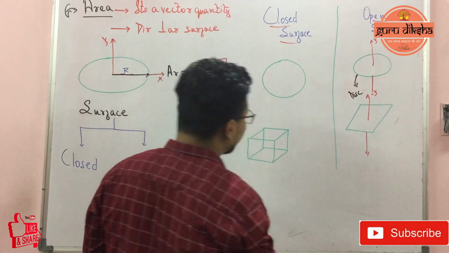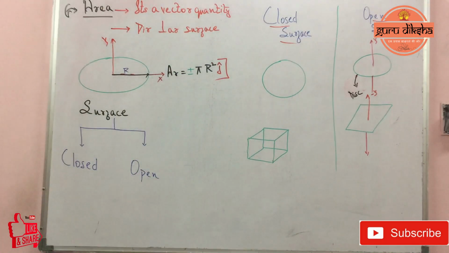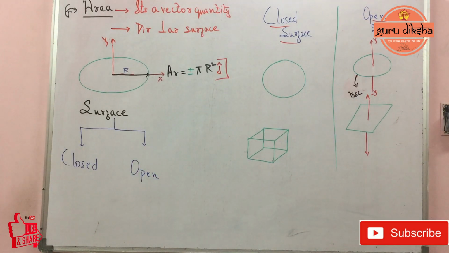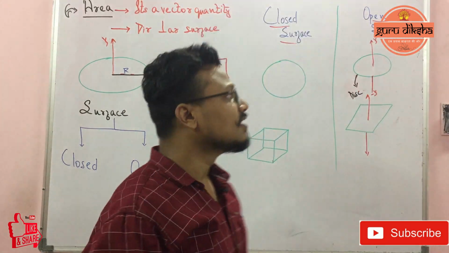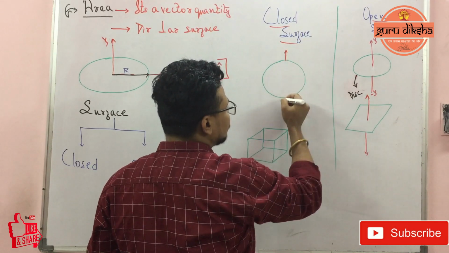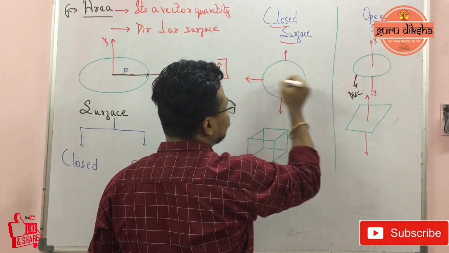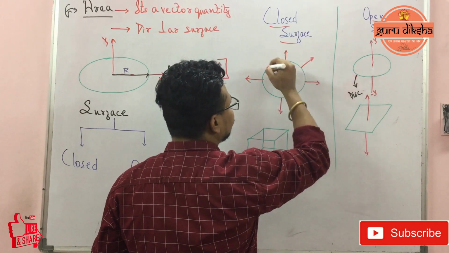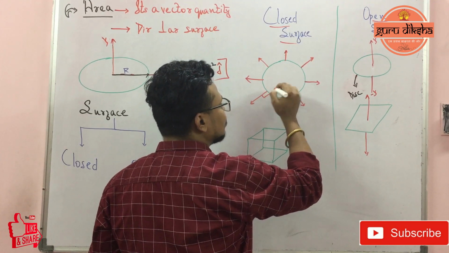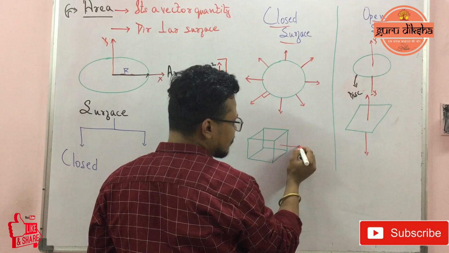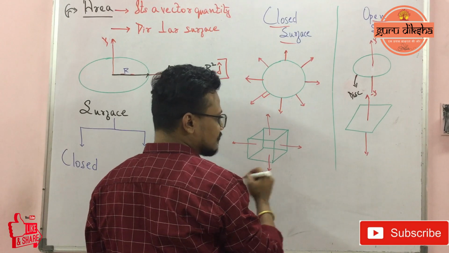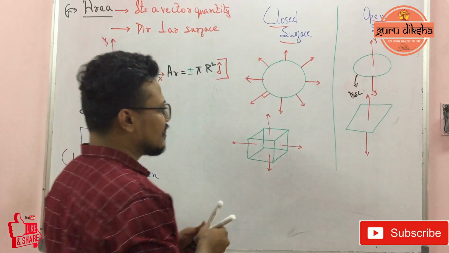Okay. Then how will we show the direction in this? The area direction will always be perpendicular to the surface. See here, like this it will be. See here, it's a sphere. The direction will be like this, outside, on the whole surface. And this will be perpendicular. Here also something like this, going up, coming down. See, always perpendicular.